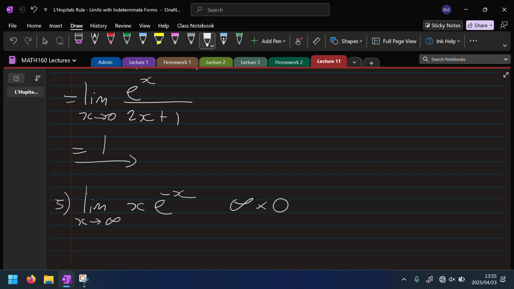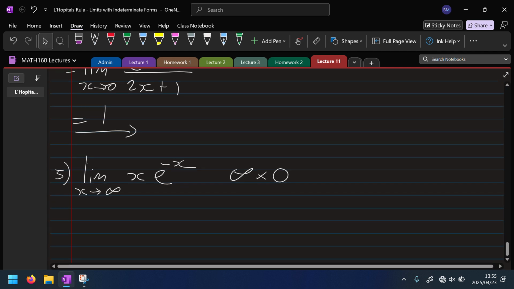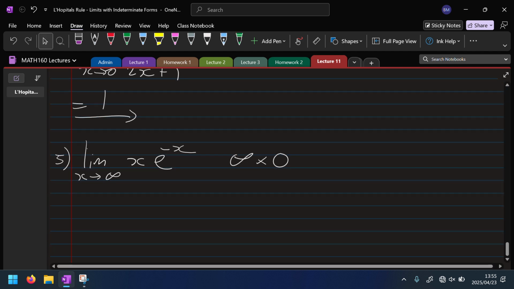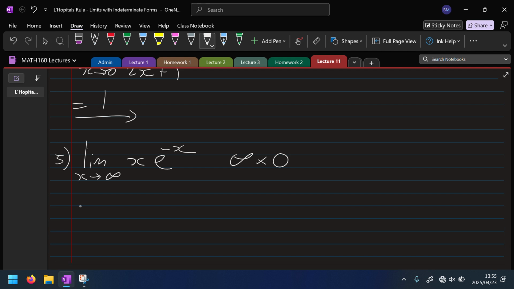So it's an indeterminate form, that's fine, but it's not the correct one. What we want is 0 over 0 or infinity over infinity. This doesn't work. So what we can do instead, e to the minus x, that's a negative exponent, we can put it down to the bottom. So this will be the limit as x goes to infinity. The x can stay at the top. E to the minus x can go down to the bottom. That will be e to the x.